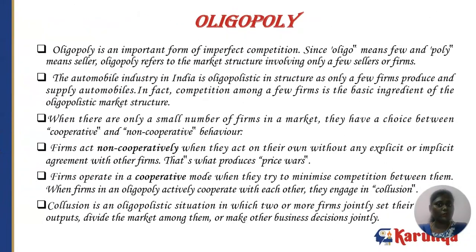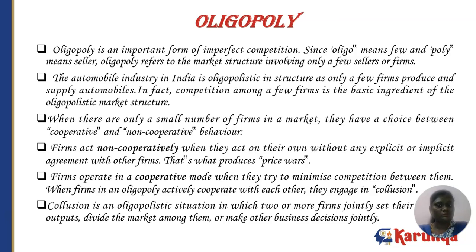Next, moving on to the oligopoly market. Oligopoly is an important form of imperfect competition, since oligo means few and poly means seller. So oligopoly refers to the market structure involving only a few sellers or firms. The automobile industry in India is oligopolistic in nature, as only a few firms produce and supply automobiles.